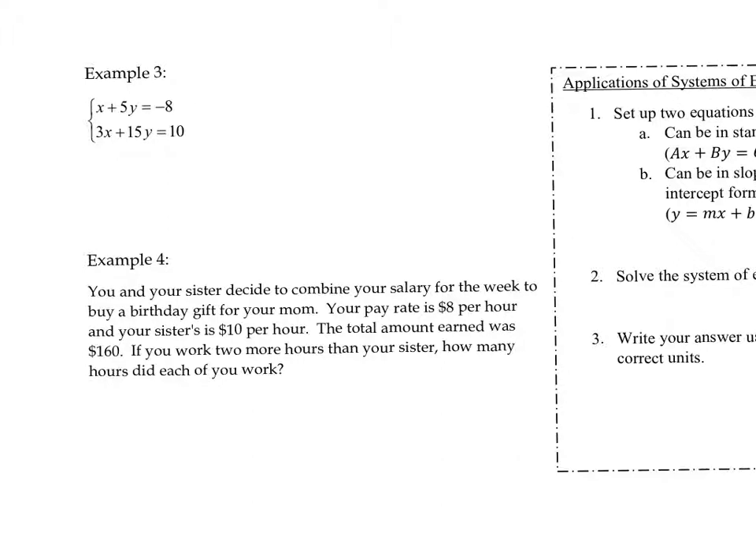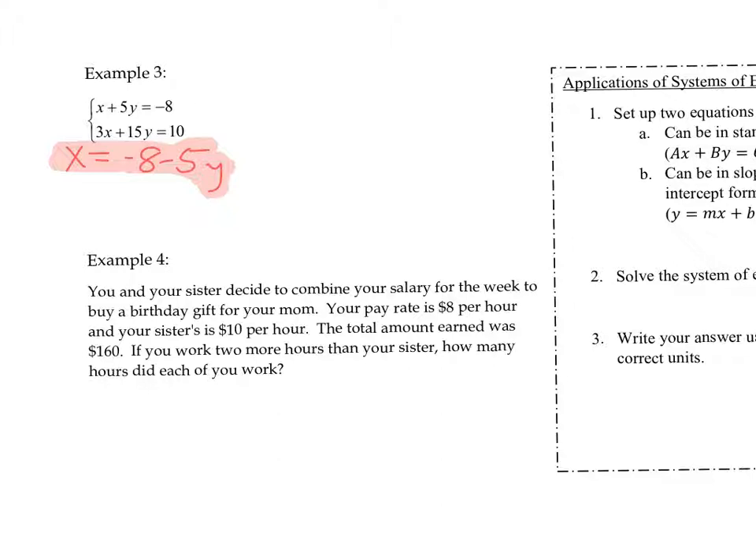Example number 3. So what we're going to go ahead and do is isolate one of the variables. So for this first equation, it looks like if I just subtract 5y to the other side, I'm going to end up with x is equal to negative 8 minus 5y. And that makes things pretty easy, right? That's going to isolate it. And so this is the red step. Okay, isolate it.